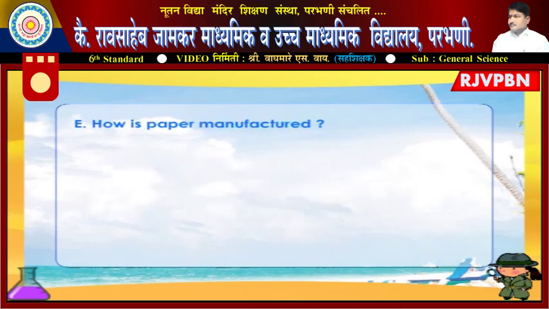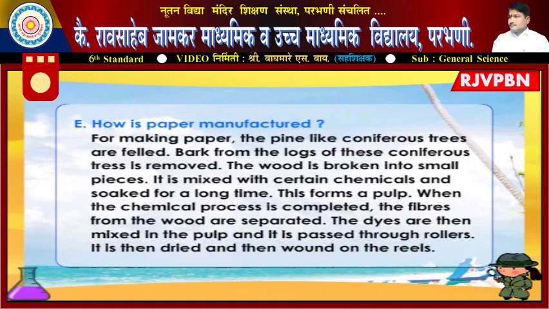How is paper manufactured? For making paper, the pine-like coniferous trees are felled. Bark from the logs of these coniferous trees is removed. The wood is broken into small pieces. It is mixed with certain chemicals and soaked for a long time. This forms a pulp. When the chemical process is completed, the fibers from the wood are separated. The dyes are then mixed in the pulp and it is passed through rollers. It is then dried and then bound on the reels.